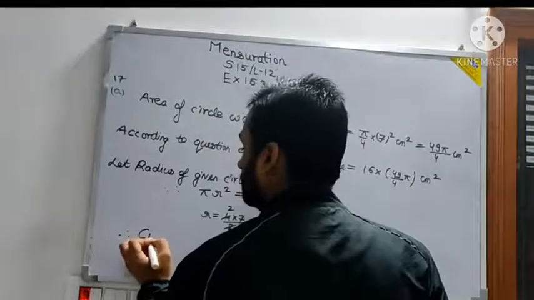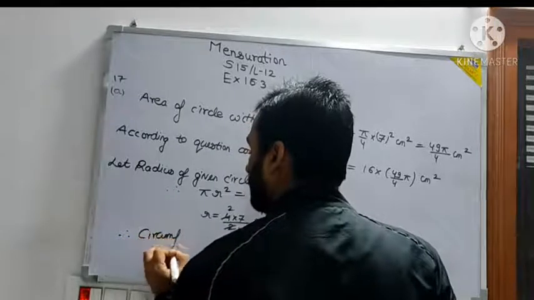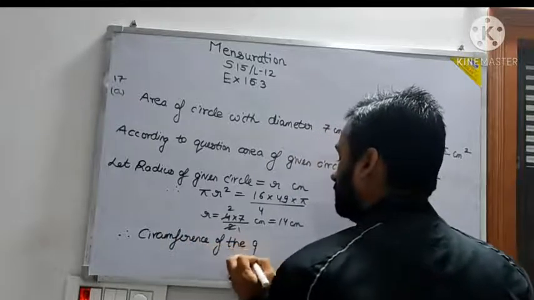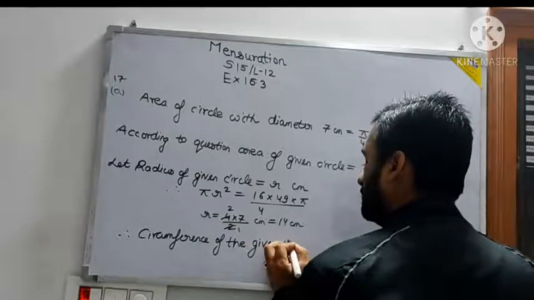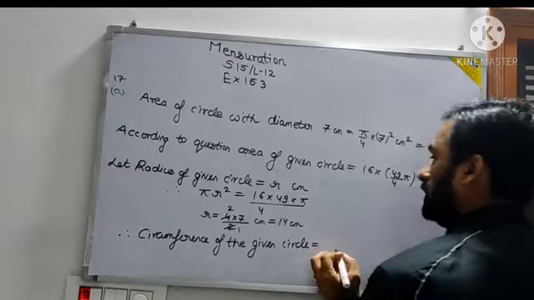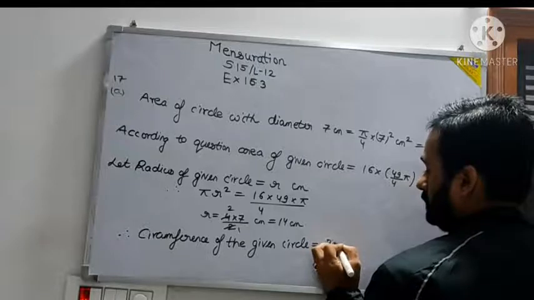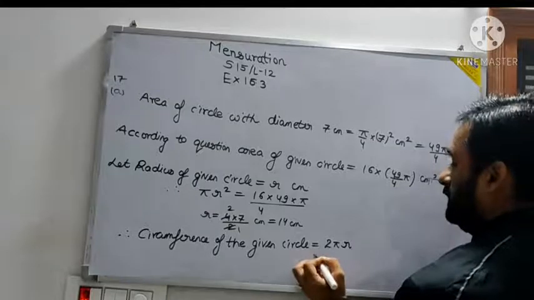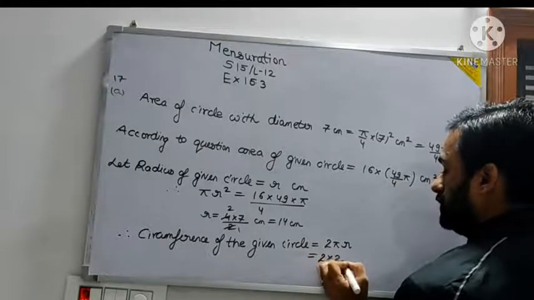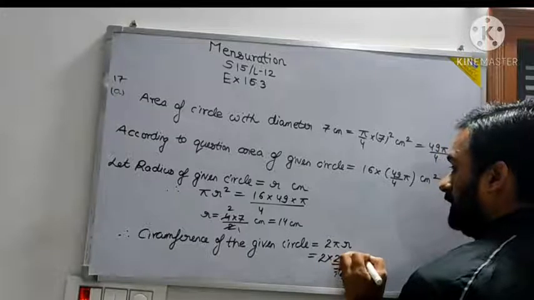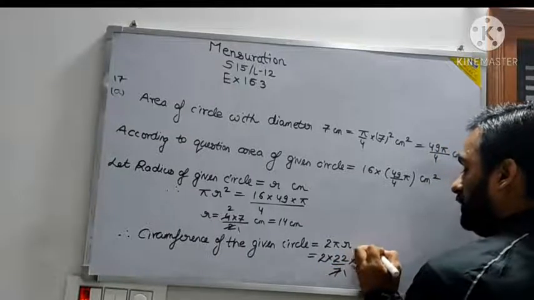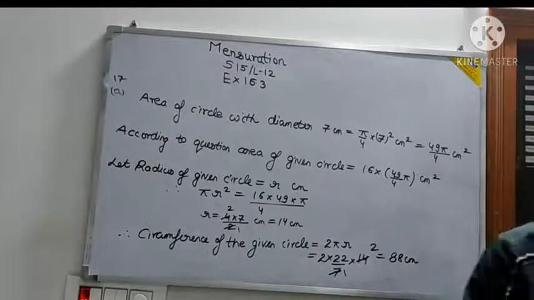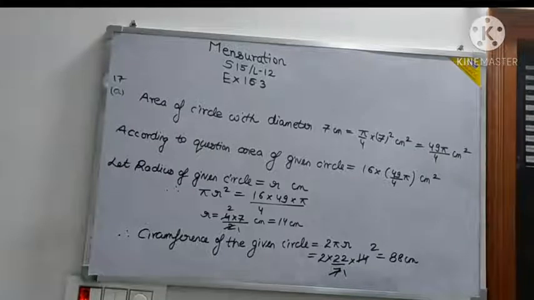Therefore circumference of the given circle is equal to 2 pi r, which is 2 into 22 by 7 into 14. 7 to the 14, 2 to the 4, 4 to the 8, so 88 centimeter. This should be the circumference of the circle. Let's check out the answer.